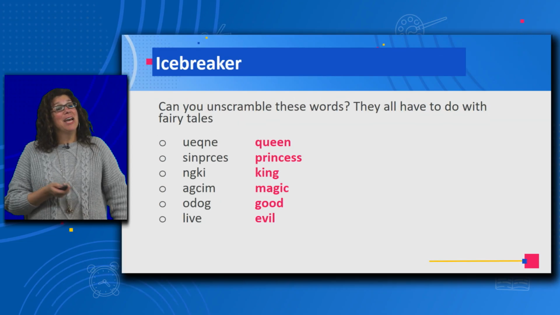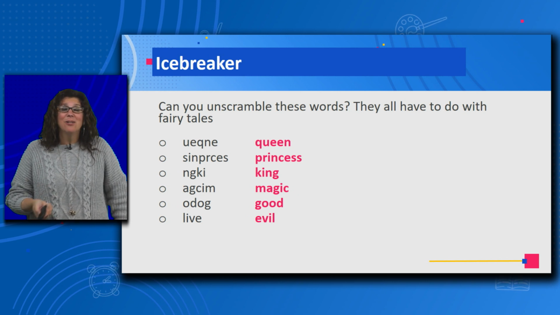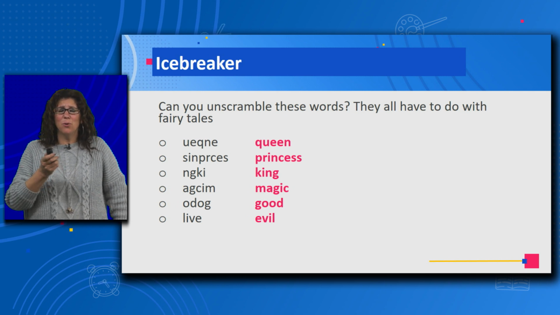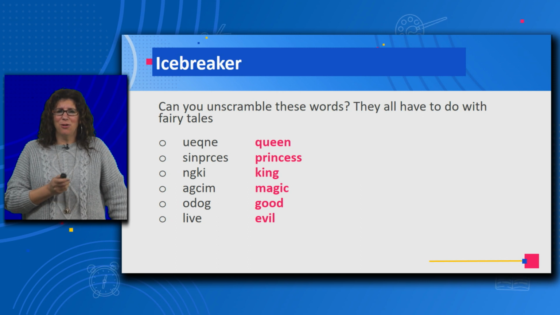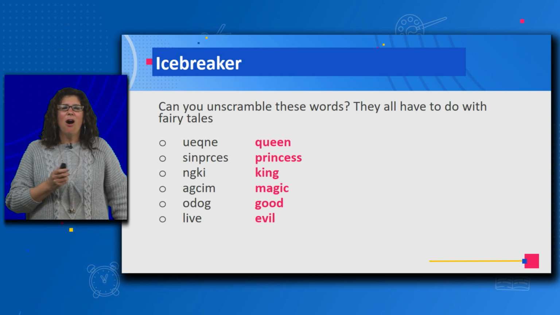Okay, well, I only gave you 1 minute because I saw that everybody was doing it so quickly, you didn't really need those 2 minutes. So here we go. And just to make sure that you got it all right, the first one is a queen, second one is a princess, third is a king, fourth is magic, fifth is good, and the sixth one is evil. All of these things have to do with fairy tales.